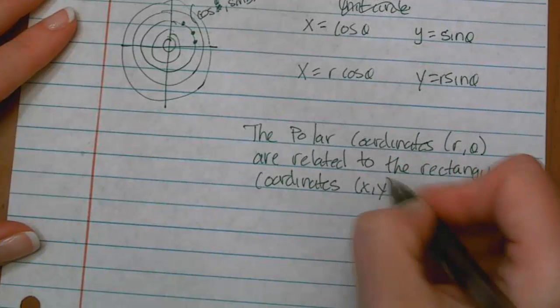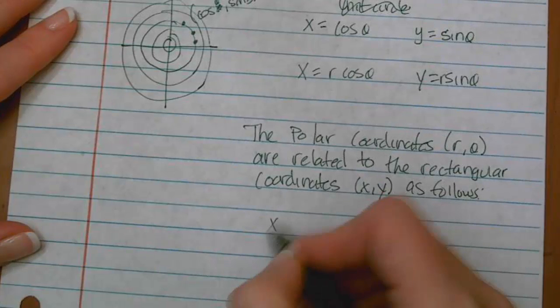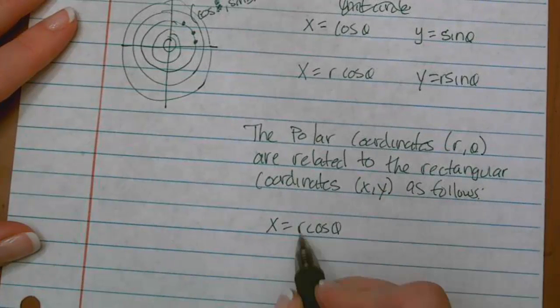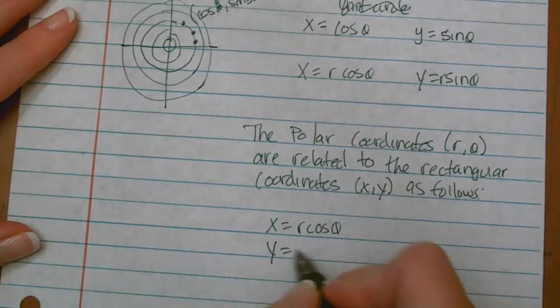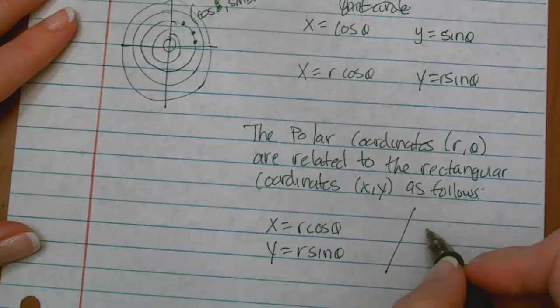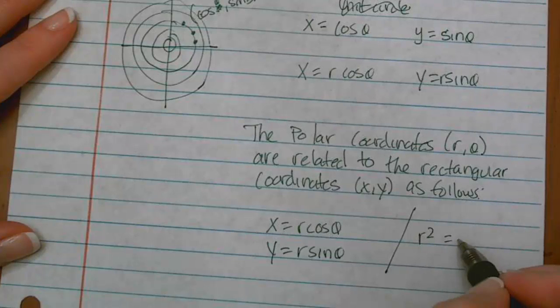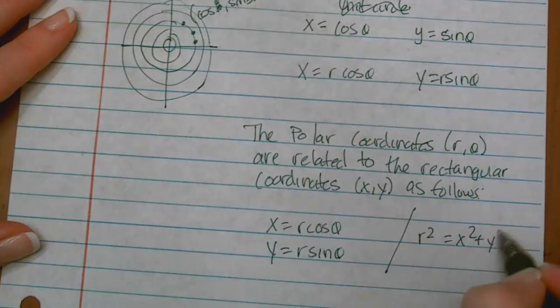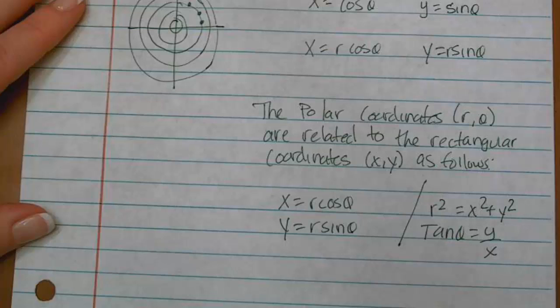Okay, so to sum everything up, x is equal to r cosine theta, where r represents the radius and theta is your directed angle. Y is equal to r sine theta. And then when you're going the opposite direction, as we did up here, you need to know that r squared is equal to x squared plus y squared, and that the tangent of theta is equal to y over x. And that's the information that you need in order to do coordinate conversion.